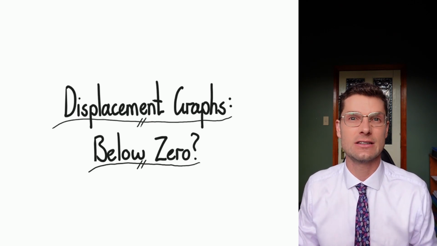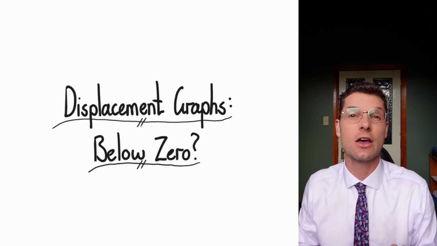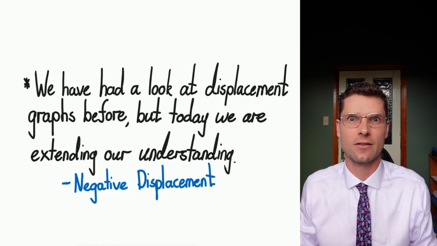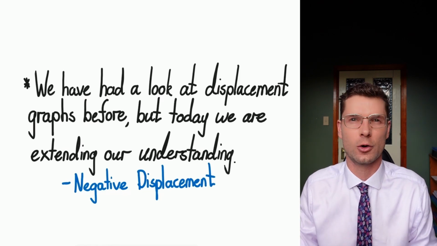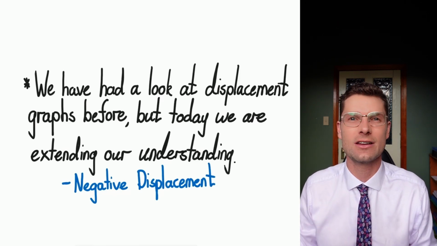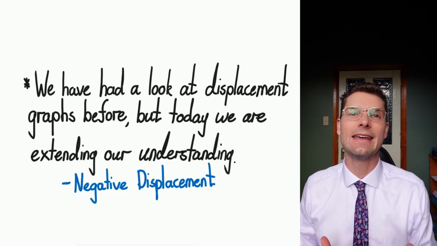Today we're going to have a look at displacement time graphs again, but this time we're specifically looking at ones that go below zero. This is something that students sometimes find a little bit confusing because it doesn't look like a normal graph, but I guarantee you've got all the skills already in order to smash this topic. So the major thing we're looking at this time is when we've got a negative displacement.